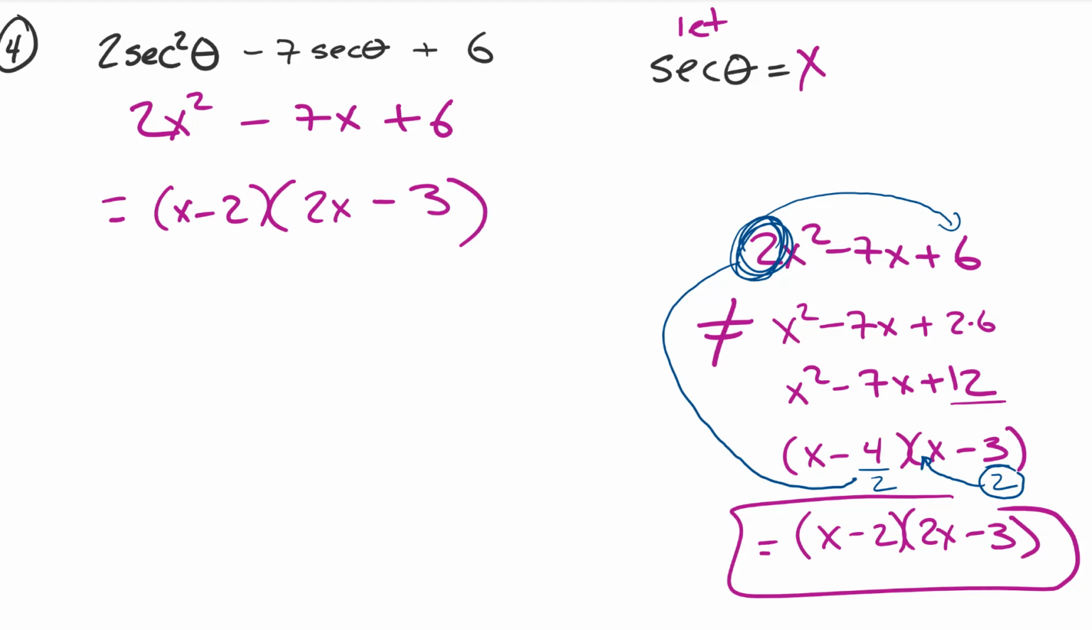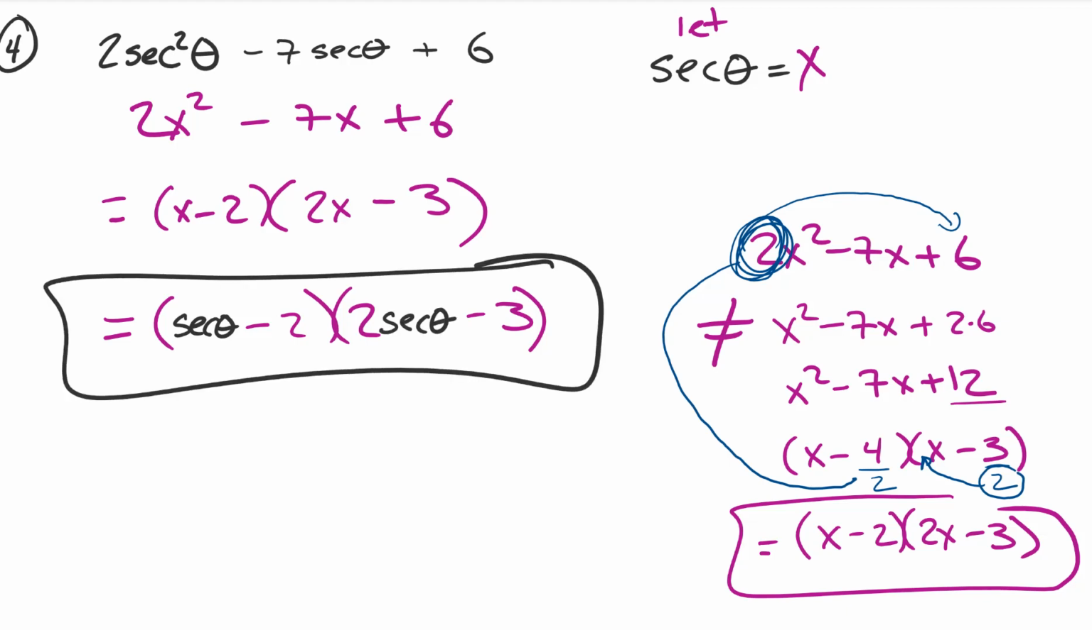So you need to be able to factor a leading coefficient trinomial. It happens a lot in this class when we do it. So you need to be able to do this either by my method or how your teacher in high school or wherever taught you how to factor. Now we're going to replace all our x's with that secant of theta. So we have secant of theta minus 2 times 2 secant of theta minus 3. And that is our solution.